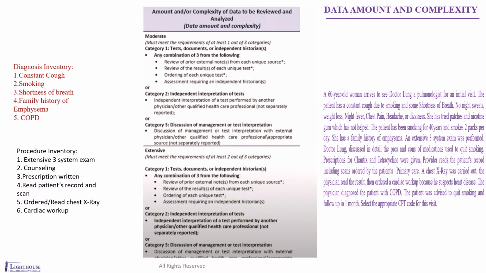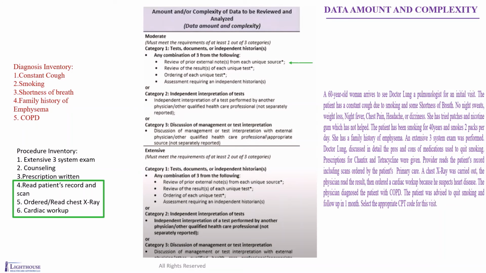Now the next thing is to see the amount and/or complexity of data to be reviewed and analyzed. Alright, so for this one we are going to extract the information from under procedures and service inventory. Okay, the 4, 5 and 6, because this is what the doctor is doing for the patient. I would say this meets the requirement of moderate for data complexity.